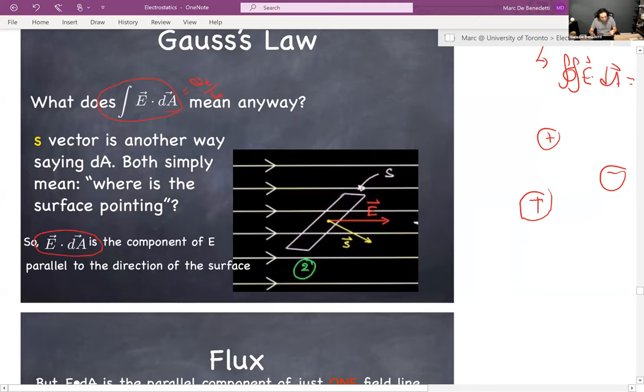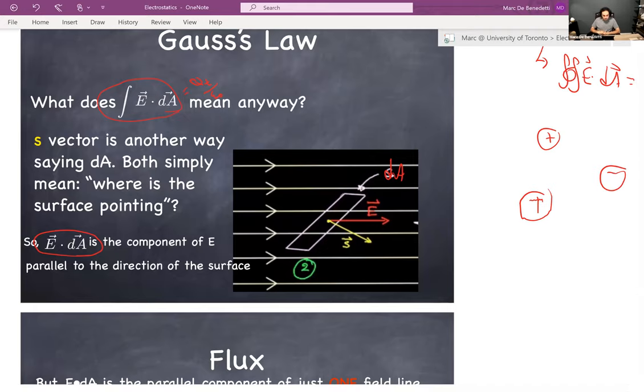Let's just look at the quantity E vector dot product dA vector. What is dA? dA is just an area. dA is an infinitesimally small amount of area, in the same way that x is a horizontal distance and dx is an incrementally small step in that horizontal direction. A is area, dA is an incrementally small chunk of area. So this little rectangle there is dA.